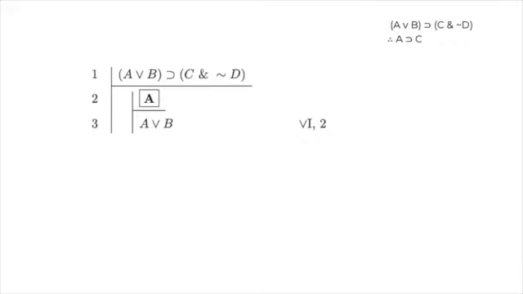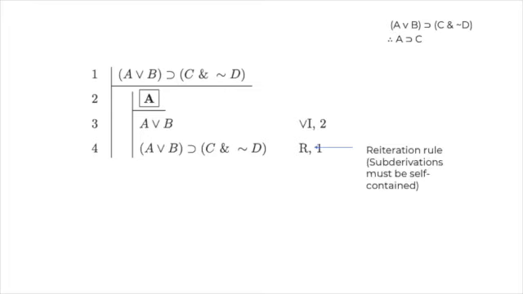Now in our system, if we are in the middle of a subderivation and we need to use a sentence that occurs in the outer derivation, we have to bring that sentence down to the subderivation. We do that by means of the reiteration rule, which simply allows us to copy the sentence on line 4. The reason for this apparently unnecessary step is that a subderivation must be self-contained.